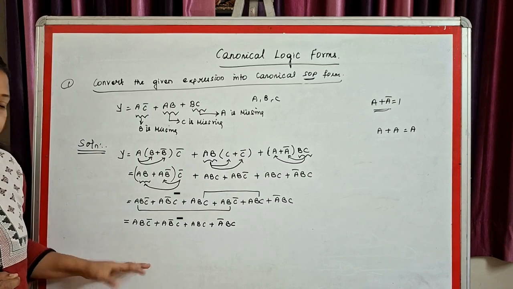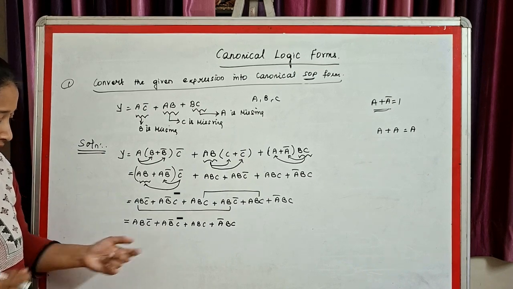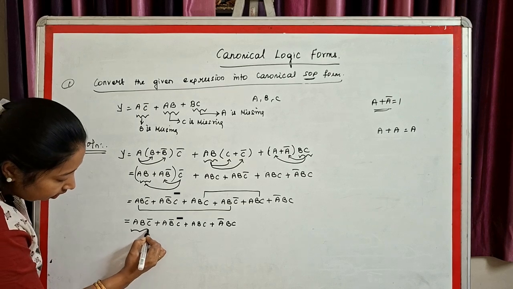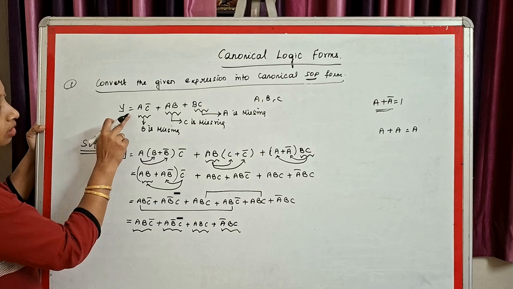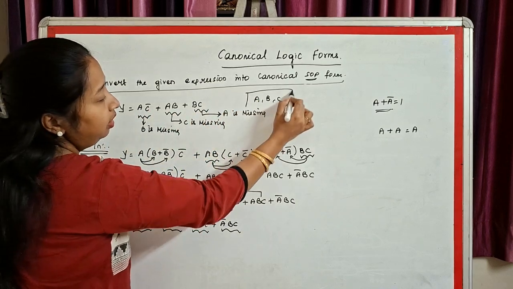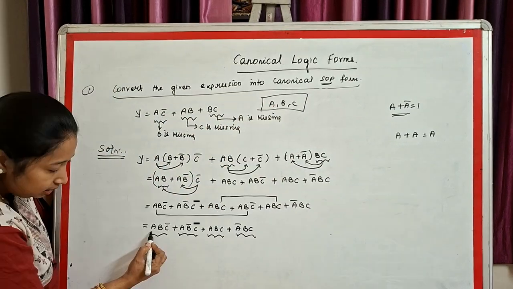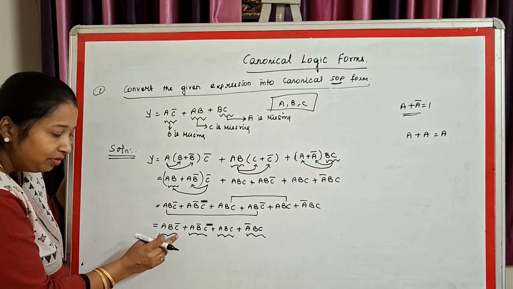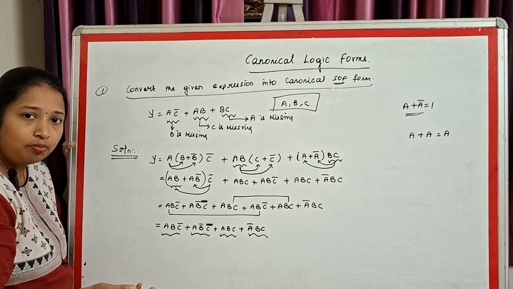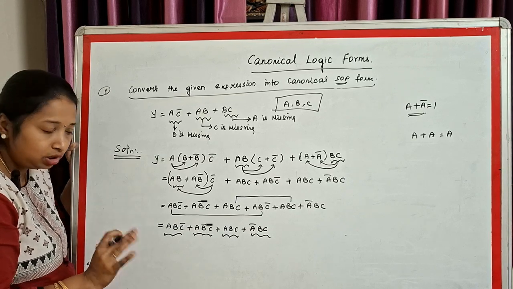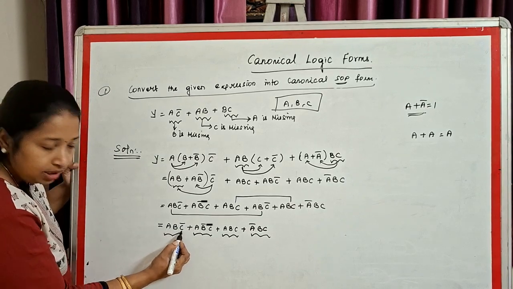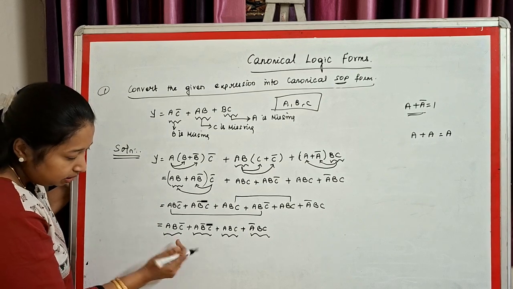Here in this expression, if you see, every single minterm has got all the three variables. What are the variables that we had in this expression? We had A, B and C. Whether you have it in actual form or in complemented form, that doesn't matter. But that variable has to be there. That is the criteria. Here A, B, C. All the three variables are there in this minterm.